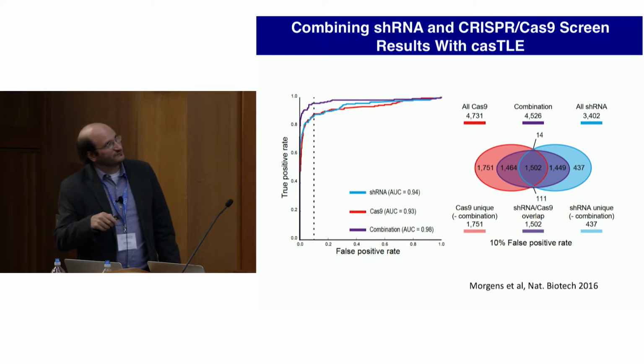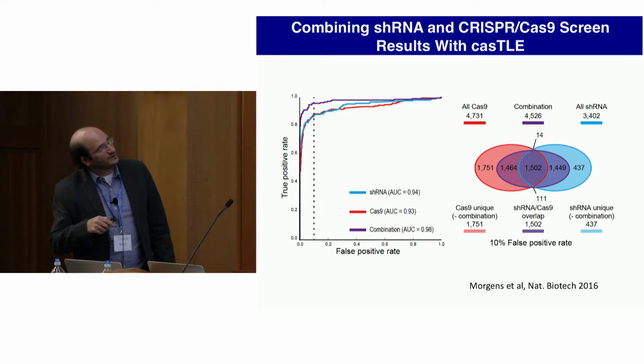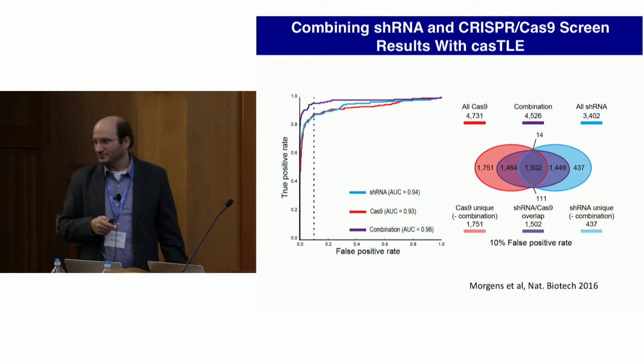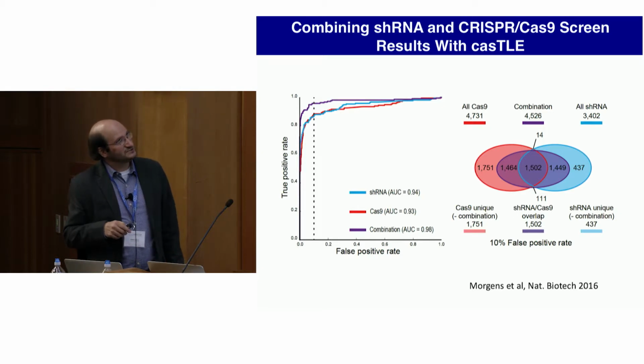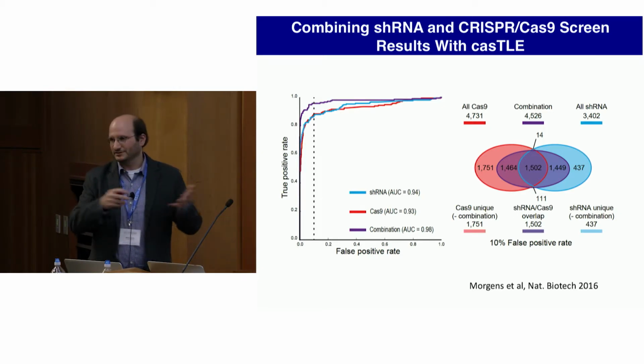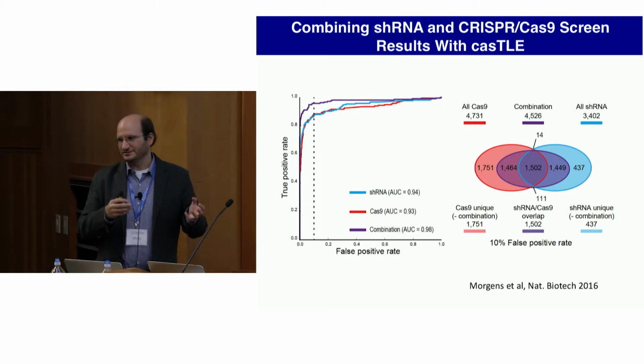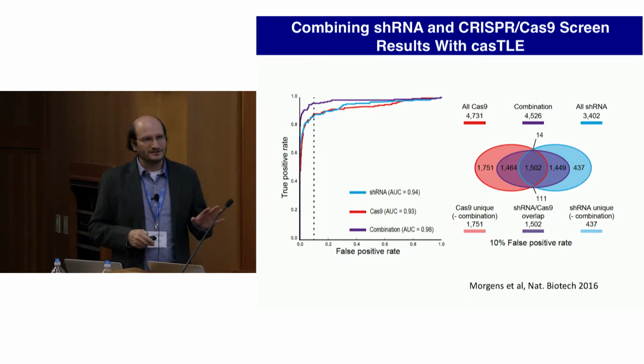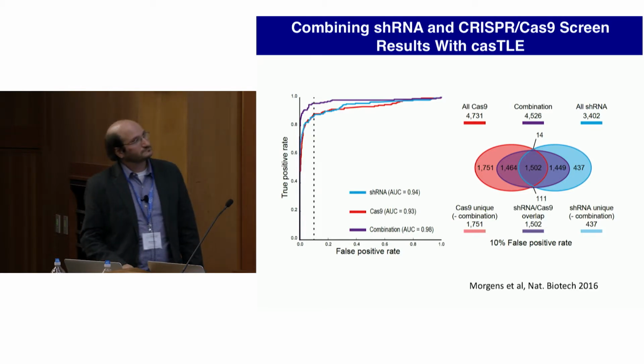And you draw this type of ROC curve. So up and to the left is better. You can see that both the CRISPR library and the shRNA library do a pretty good job of calling essential genes, but when you combine the two, you can do better, which means that there's non-redundant information in those two screens, and it's useful to combine the two.